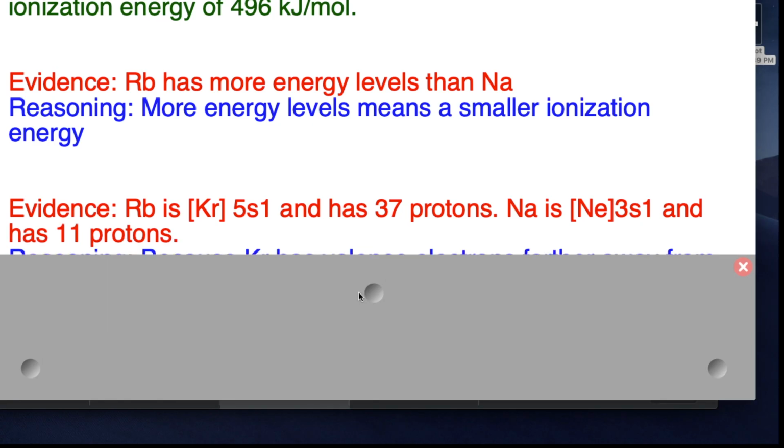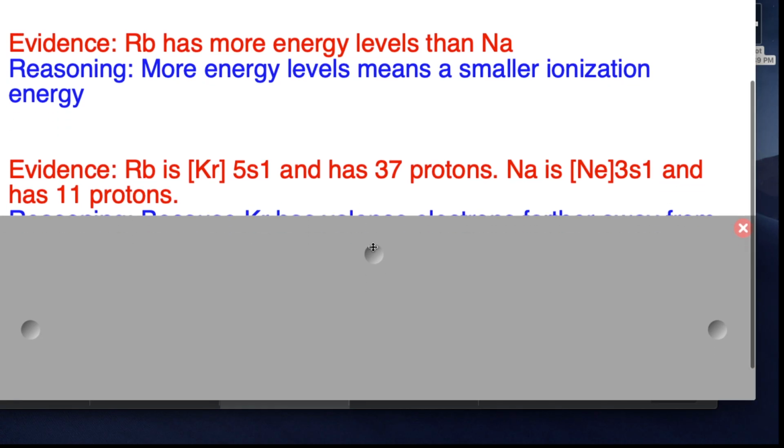Rubidium is krypton 5s1 and 37 protons. They don't have to write out the entire electron configuration. They can do the noble gas configuration. Sodium is neon 3s1 and has 11 protons. They can list all the data they know. They don't have to use all of it, but they can list the data. What's important is how they explain it.